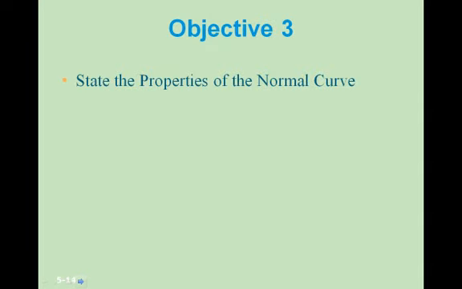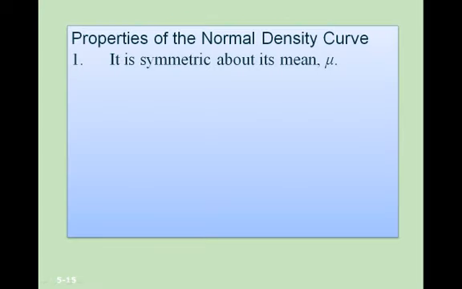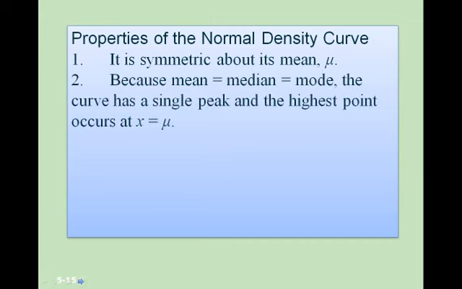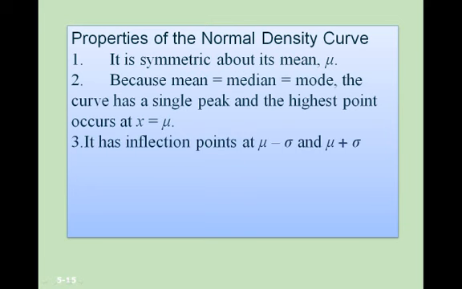Objective 3, we want to state the properties of the normal curve. First, it is symmetric about its mean, mu, which means that if we folded it in half on that line in the middle, each side would lie on top of the other. So each half is the same. Second, because the mean equals the median equals the mode, the curve has a single peak and the highest point occurs at x equal to the mean. Third, it has inflection points at the mean minus the standard deviation and the mean plus the standard deviation.